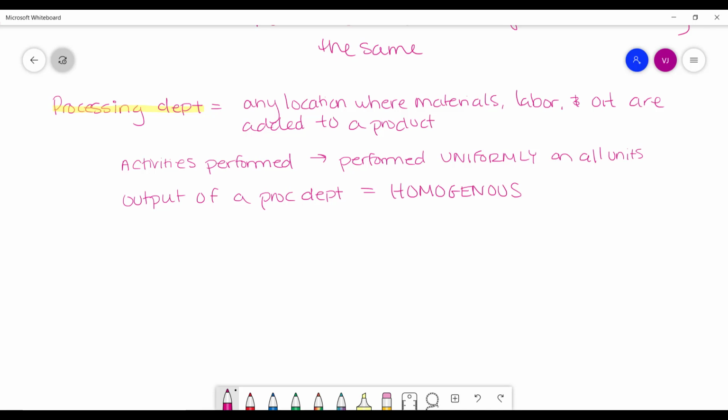Okay, so that's one big distinction. With process costing, we're talking about homogeneous products being produced, like, for example, pencils, or anything that is produced in large batches, like even plastic bottles. So with process costing, each processing department should be producing homogeneous units.